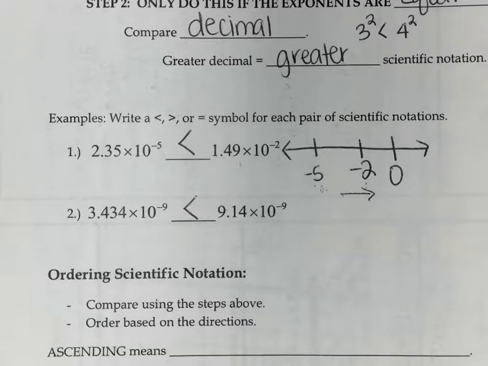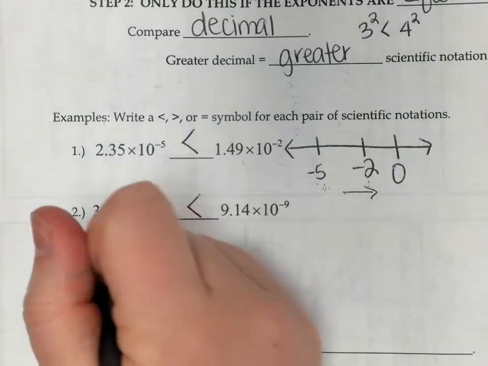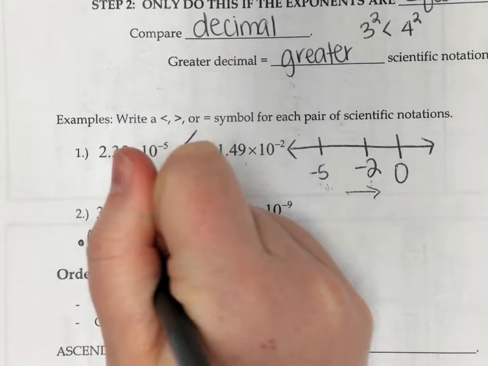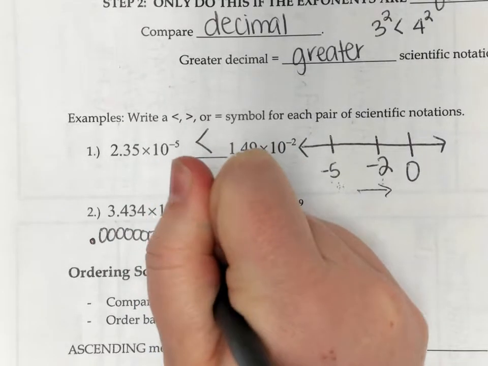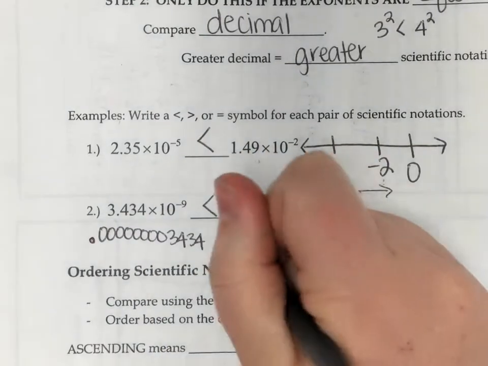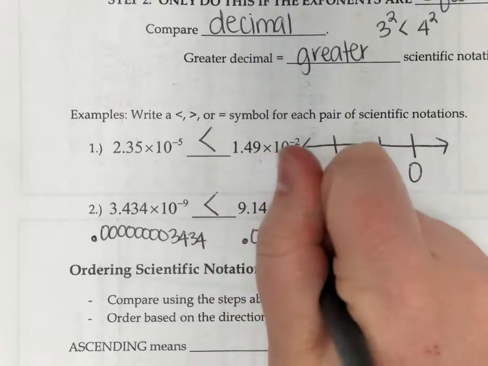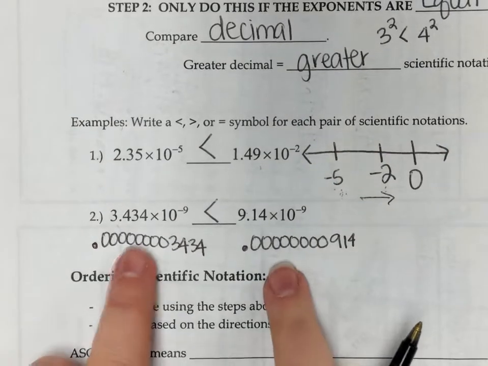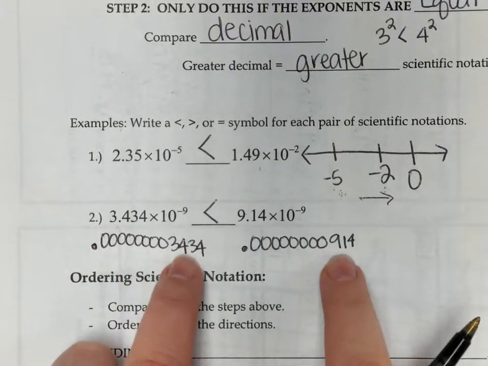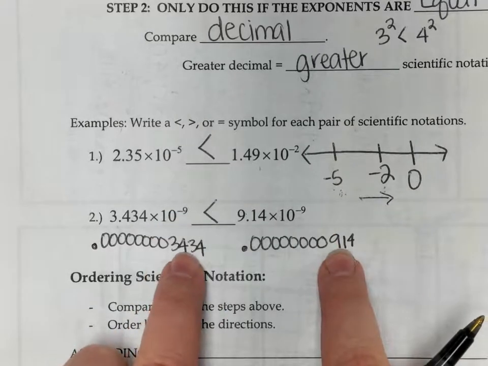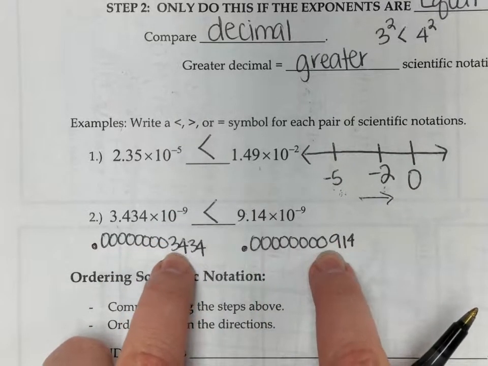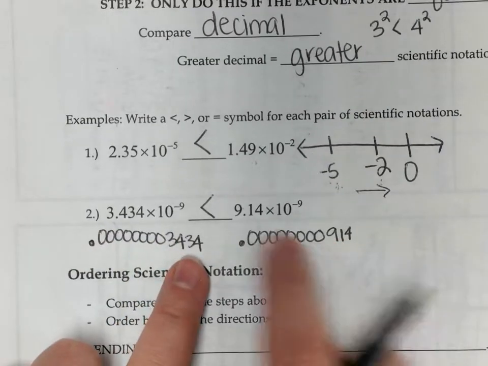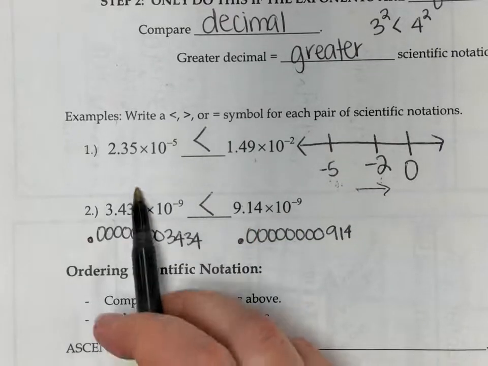Just to explain this, this one would be point, 1, 2, 3, 4, 5, 6, 7, 8, 3, 4, and this one would be point, 1, 2, 3, 4, 5, 6, 7, 8, 9, 1, 4. They're going to have the same amount of decimals, so that's why we can compare this. The negative 9 means they're going to have the same amount of zeros. So what's going to be bigger, 0.3 or 0.9, something like that? 9's bigger, so our alligator wants to eat the 9. This is less than this.